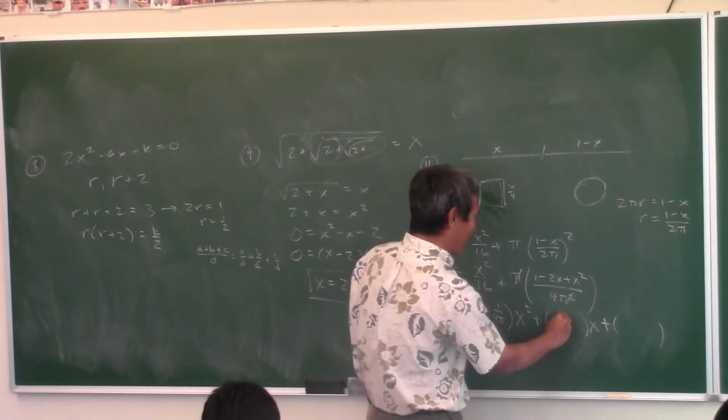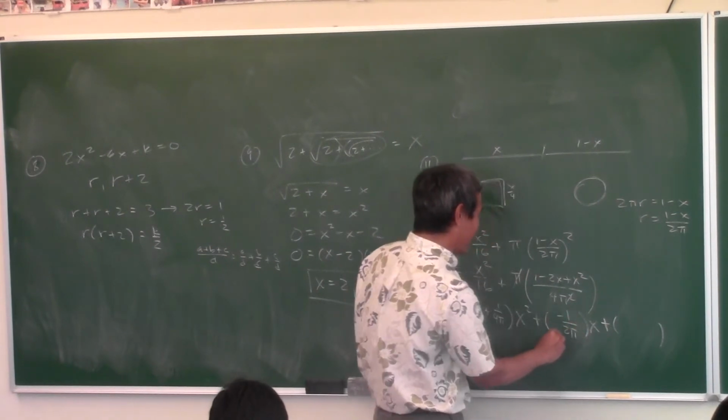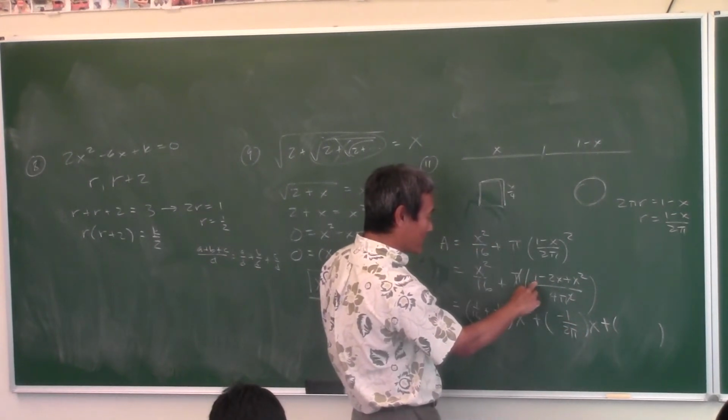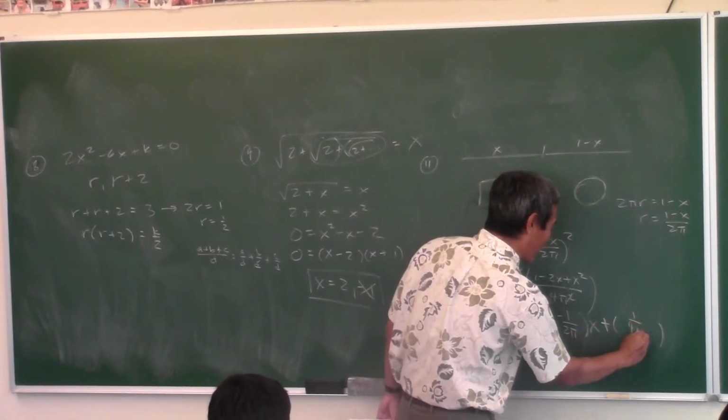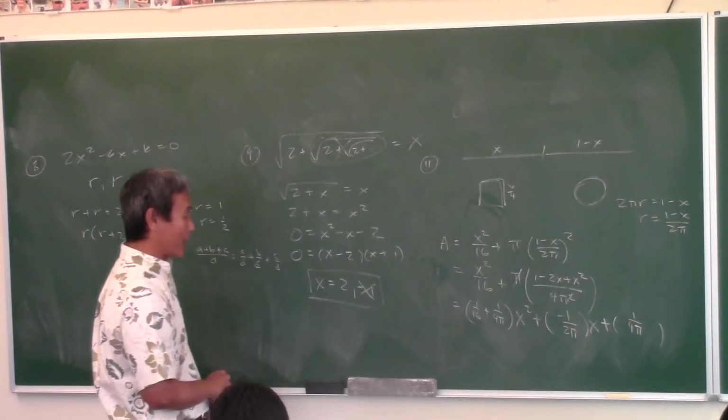Oh boy. Negative 1 over 2 pi. And there's only one constant term, that's this. What is that? 1 over 4 pi. There you go. Now it's in quadratic form.